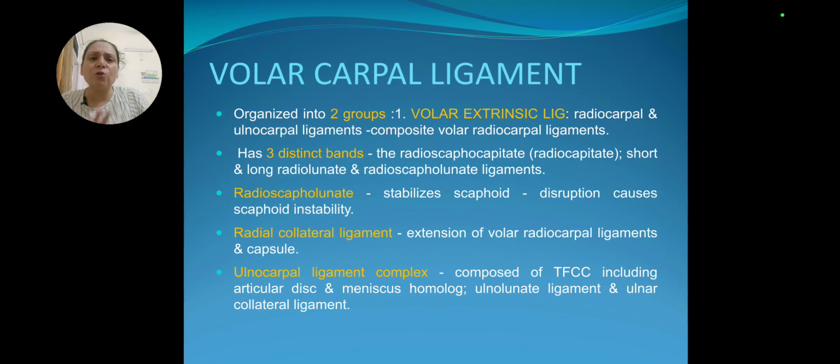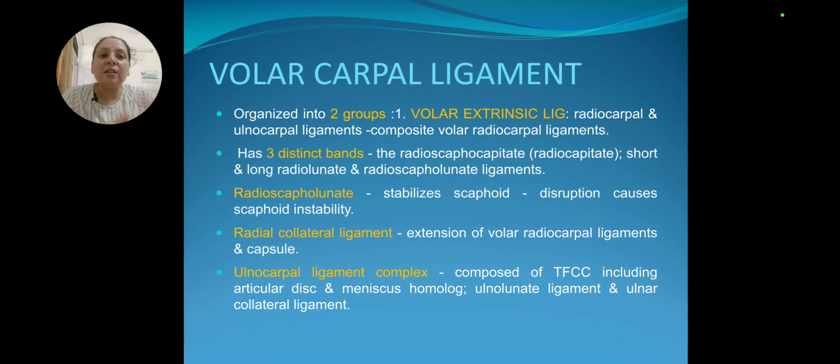We will not go into so much detail, but you should know the ligaments, because they help in stability. You should be well aware of the terminology: volar extrinsic, volar intrinsic, dorsal extrinsic, dorsal intrinsic. The word extrinsic is used when the ligaments attach the radius or ulna to the carpal bones, and within the carpal bones they are called intrinsic ligaments. Volar and dorsal refer to the side on which they are attached.